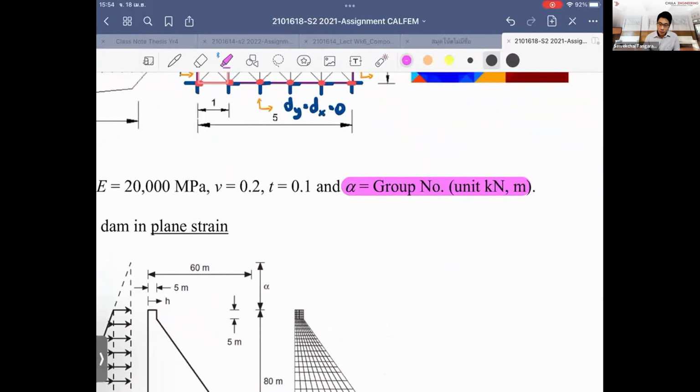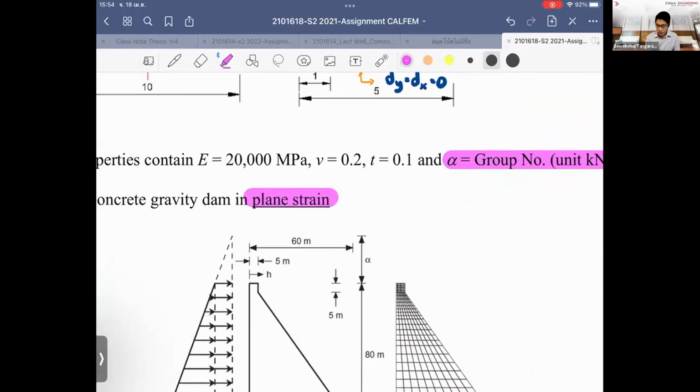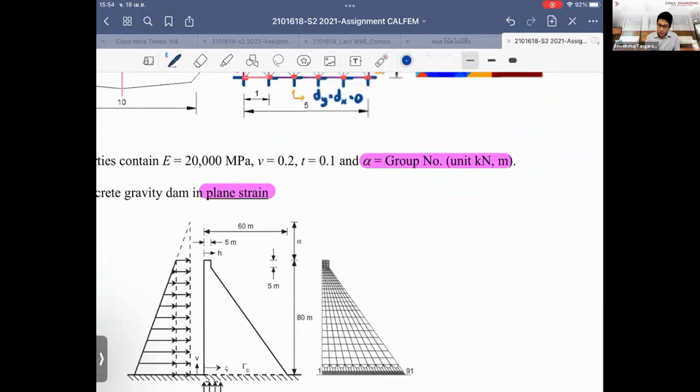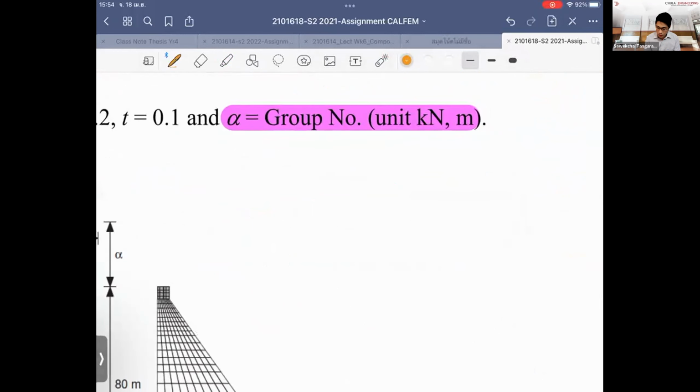Okay, the last one is the most difficult one, right? This one I took from a real problem, right? This comes from when you have to design the concrete gravity dam. So let me show you what it means for the concrete gravity dams. You're looking at, this is the dam.